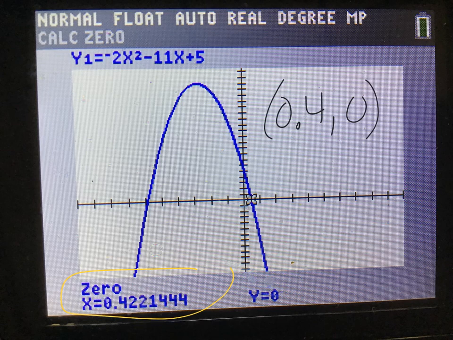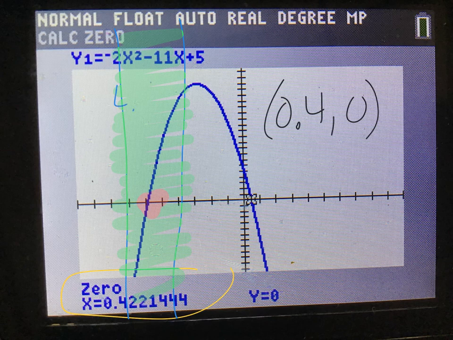So that's how you find x-intercepts. That's how you find zeros. You might have to rewind and listen to that again, but all you're basically doing is you're telling your calculator, look in between these two values. Look in this range for where the graph crosses the x-axis. You have to give it a left bound and a right bound and then a guess.